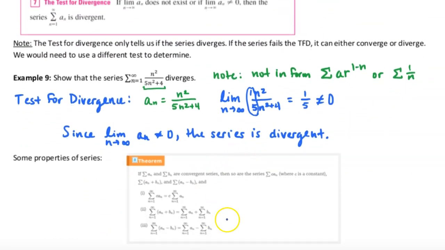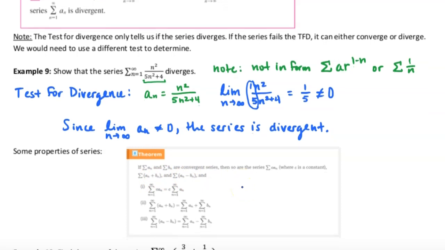And hopefully you can see it, hopefully it's clearer on your notes, but it's this idea that if the sum of a sub n and the sum of b sub n are convergent series, then so are the series of the sum of c times a sub n, where c is a constant. So are the sum of the series of a sub n and b sub n and the difference of that sum. And so this is essentially what we're saying we can do, that we can split these up into different sums. If we want to find the sum of a series, and it's actually a sum of different values, of different expressions, then we can break up these summations.